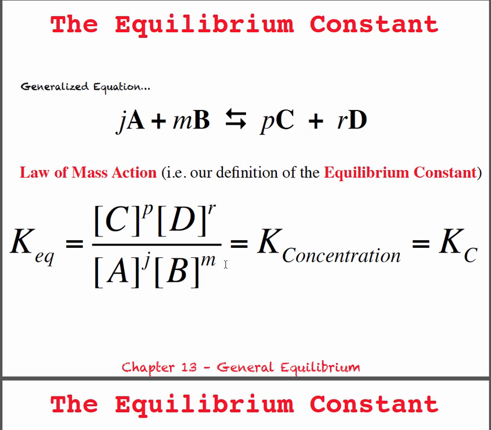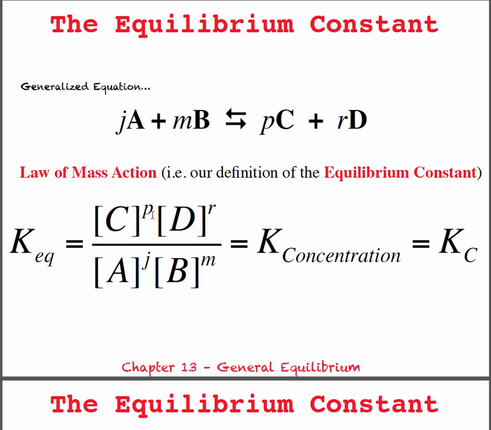So P and R and J and M are numbers, C and D and A and B are chemical species, and we just use concentrations thereof of chemical species. We just take the numbers and plug them in and do the math and find an answer. We may or may not know what that number means yet, but I'll tell you. The larger K is, the more it tends to favor the products. And the smaller K is, the more it tends to favor the reactants.